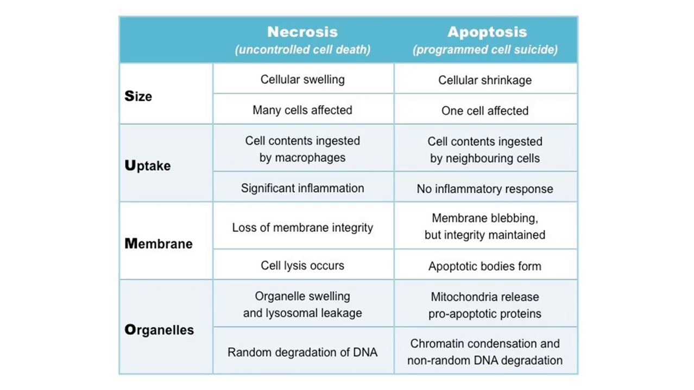In necrosis, the organelles undergo swelling and lysosomal leakage, whereas in apoptosis, the mitochondria release pro-apoptotic proteins, initiating the mechanism of apoptosis. The DNA undergoes random degradation by endonucleases at necrosis, whereas in apoptosis chromatin condensation and non-random DNA degradation is found.